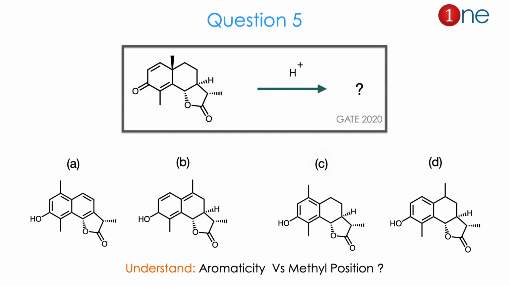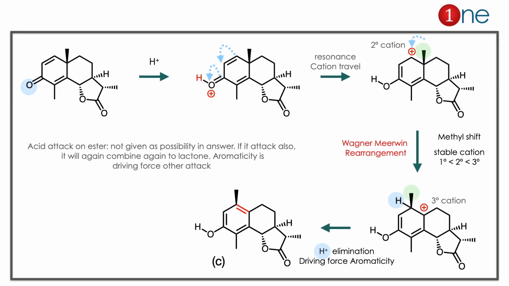The products mostly differ in the position of double bonds and the position of methyl. So the possibility of carbon skeleton change is there, and the aromaticity possibility. Products A, C, D have aromaticity and B has only the diketone and conjugated ketone. So basically the driving force is expected to be aromaticity or conjugation. You have to understand that the question is about aromaticity versus the methyl position here. The answer is C. Let us see how.